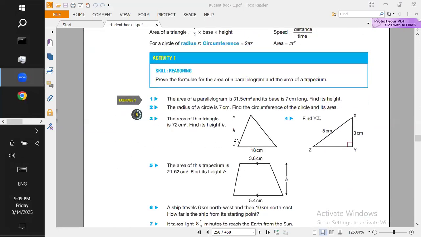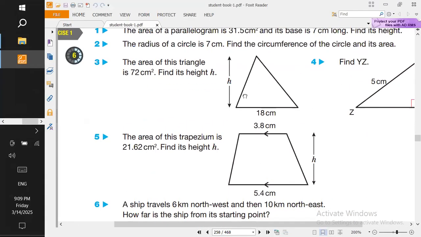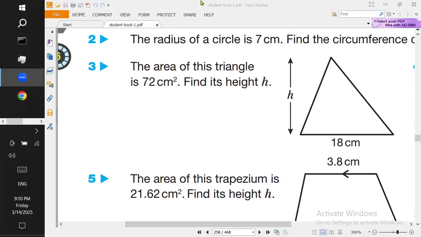For example, let's take a look at one of the questions here. In question 3 here, the area of this triangle is 72 centimeters squared. Find its height. Now let me first cover this area so we can work here. The area of this triangle is 72 centimeters squared. Find its height, which is h.